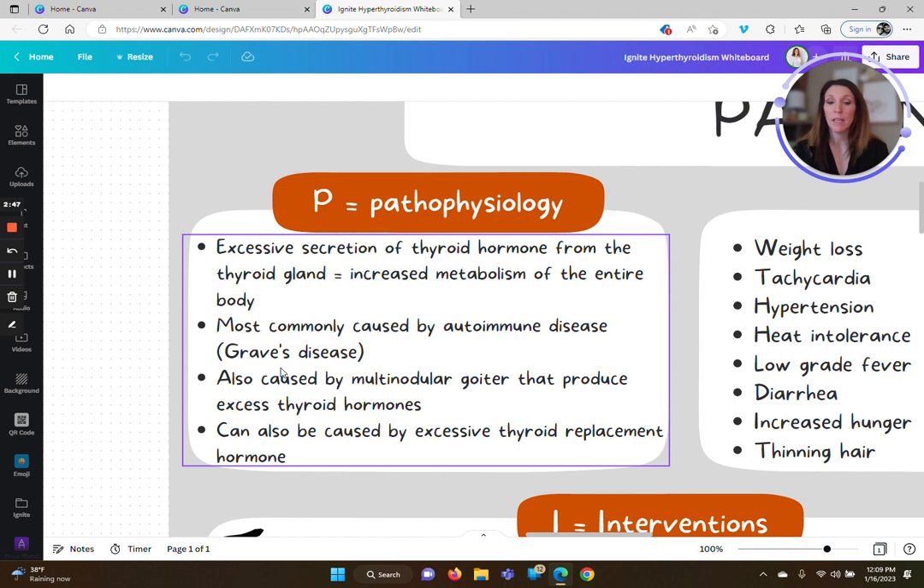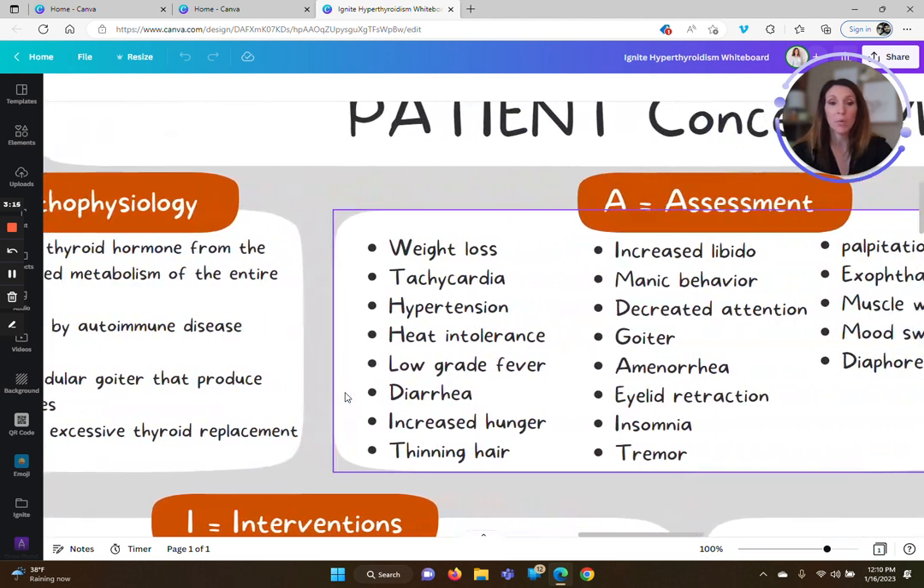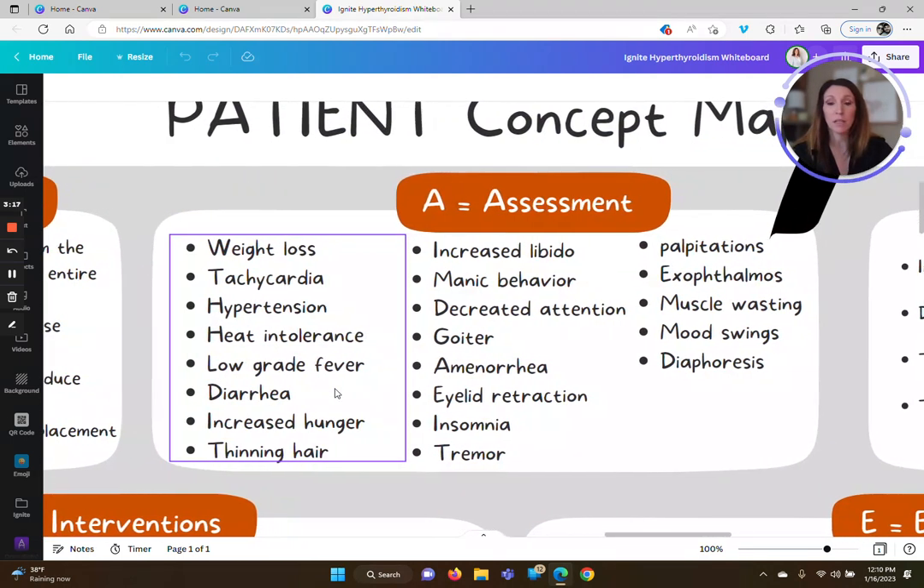Okay. And then it could also be caused by excessive thyroid hormone replacement. We talked about that in the hypothyroidism section as well, that we are taking levothyroxine or thyroid hormone replacement medication to regulate our thyroid. And if we get too much of that, it can cause symptoms of hyperthyroidism. Okay, not good.